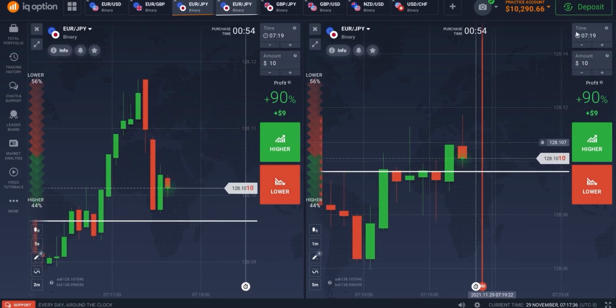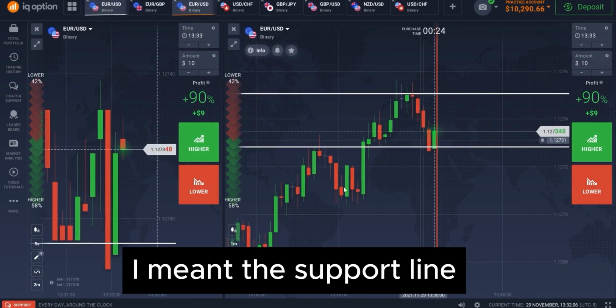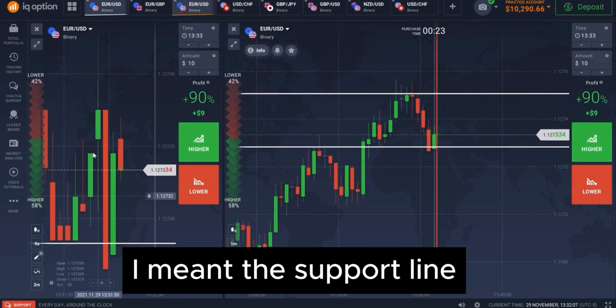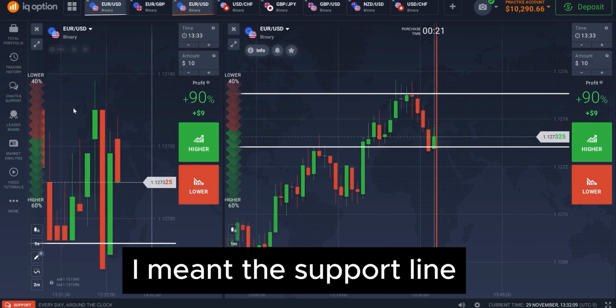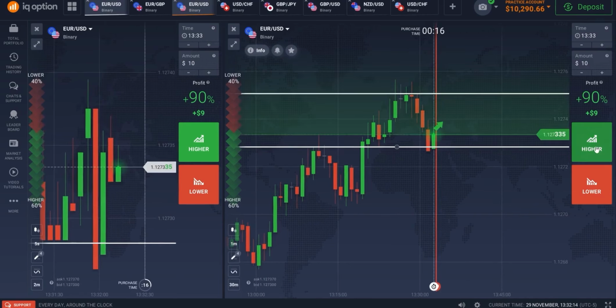Alright, here the line was broken again, so let me find a suitable chart to place a trade. We now have the euro to US dollar chart, which has reached a resistance line. The 1 minute time frame is on the right, and the 5-second time frame is on the left, both showing the same chart. Now we're waiting for a confirmation candle so we can open a trade.